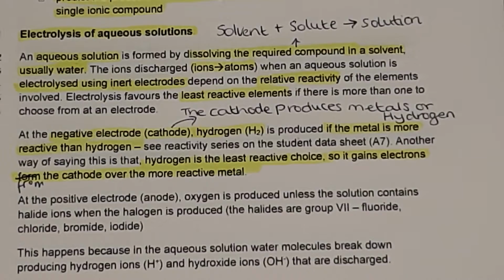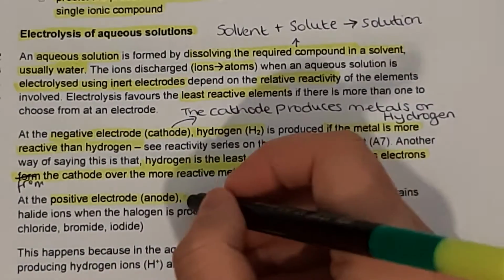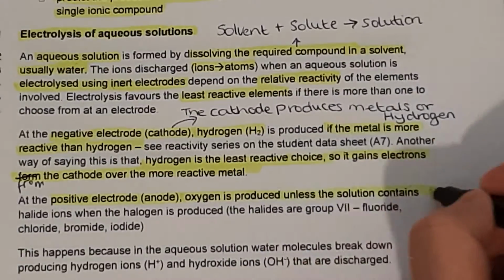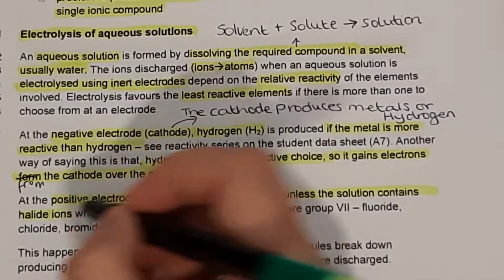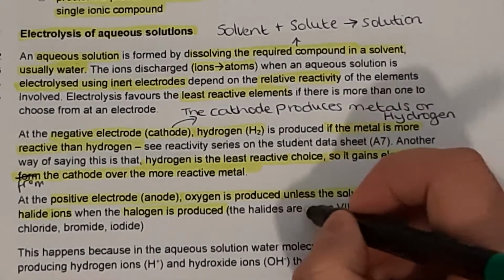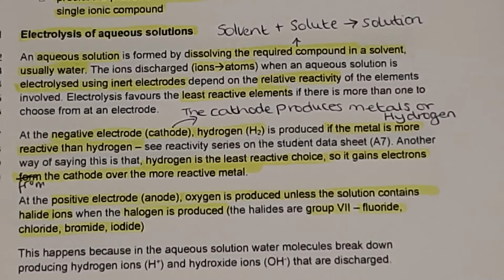At the positive electrode, the anode, again you should know that the anode is the positive electrode, oxygen will be produced unless the solution contains halide ions, okay, in which case the halogen will be produced. So the halides are group 7, which is fluoride, chloride, bromide, iodide. Okay, so it's those group 7 elements. So the anode then will produce non-metals such as oxygen or group 7 atoms. So we're going to write a note about that.